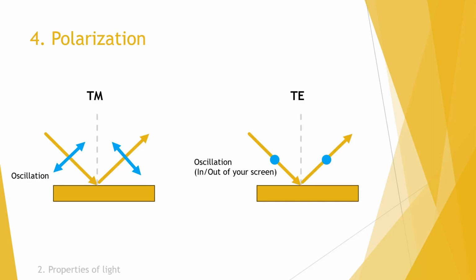Light from the sun or incandescent light bulbs is referred to as unpolarized or randomly polarized, meaning that the light is some mixture of all polarizations. Light from lasers or computer screens, for example, is typically polarized.